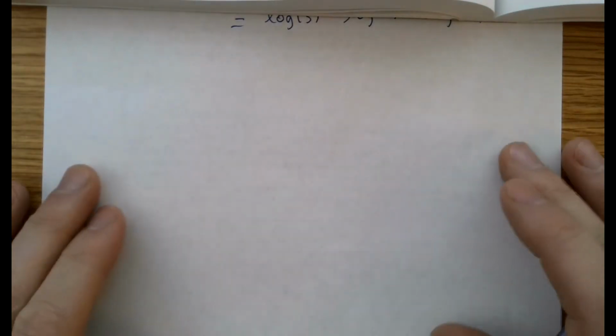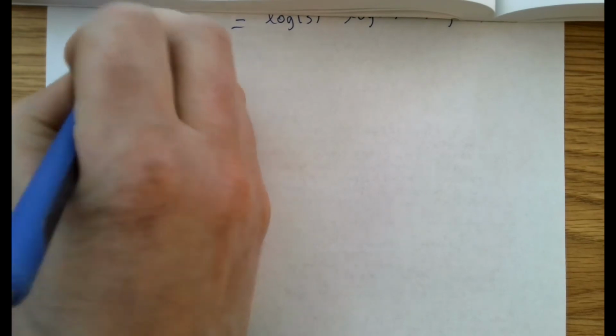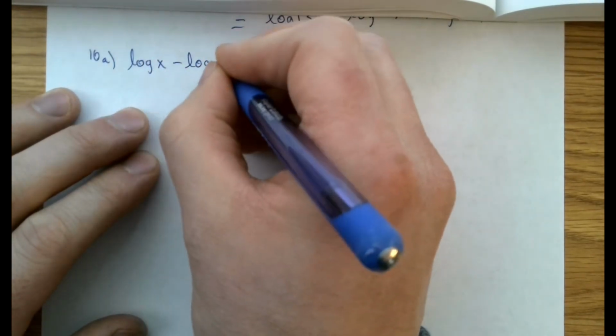So let's finish this quotient property by looking at number 10 in your textbook. So 10a, now we're going to write these expressions as a single logarithm. And there's a good chance we're going to have to use both the quotient and the product property to do that.